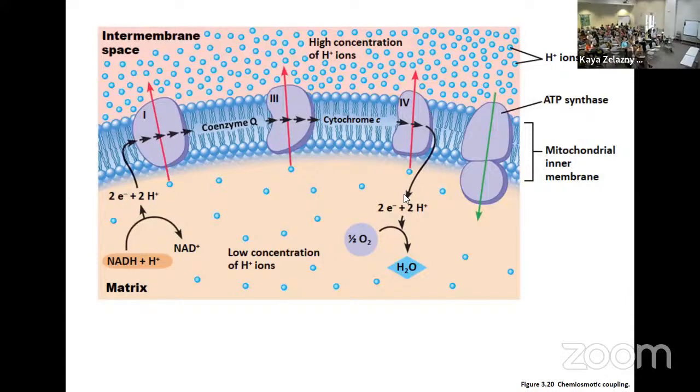At the end, we're left with an electron, low energy here, and some hydrogen ions. We combine them with oxygen, get water as our byproduct. So this is us releasing the end of this process so that we can keep using those enzymes. And this is what allows us to use ATP synthase, this enzyme at the end, to release the hydrogen ion gradient. So this is kind of paired at the end here.